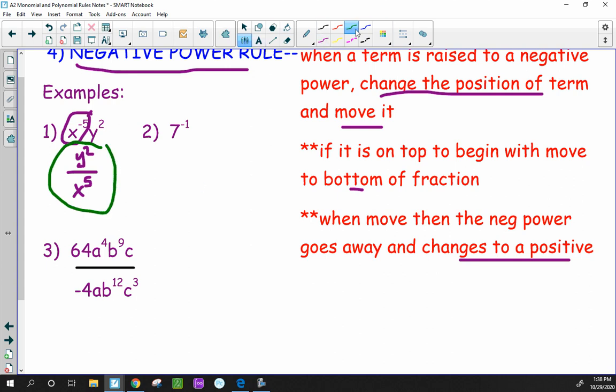It also works with numbers. Check out number 2. I've got 7 to the negative first. I cannot leave that as it is, so I'm going to have to take this entire term to the bottom. The negative 1 becomes positive 1. Now this is interesting because I don't have a letter with it or anything else multiplied by this. So when that happens, you have to put something there. It looks odd if you don't. So you're going to put a 1 as a placeholder. And so basically the answer to this is just 1/7. I'm going to take off the power of 1 because we normally don't write it if we're trying to just answer the question. And so it's 1/7.